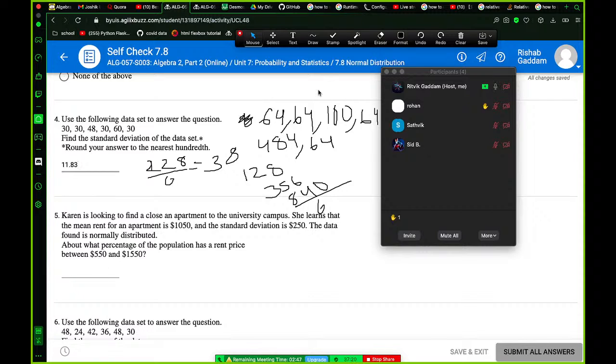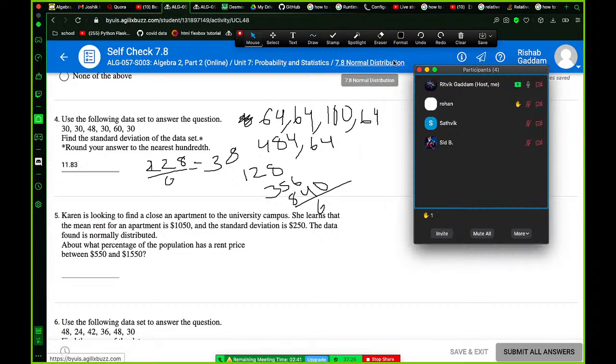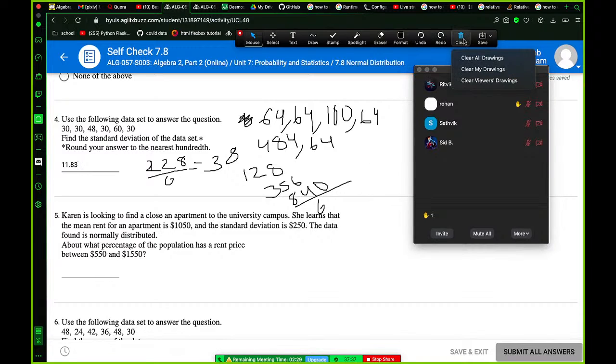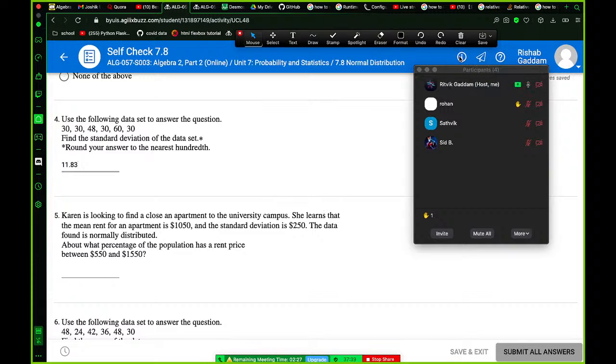So Karen is looking to find an apartment close to the university campus. She learns that the mean rent for an apartment is $1050 and the standard deviation is $250. The data found is normally distributed. About what percent of the population has a rent price between $550 and $1550? Okay, so that's a huge range. It's probably going to be a lot.